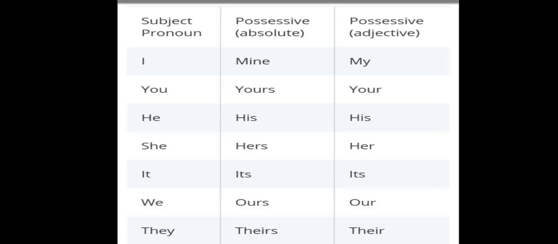Consider the examples that I gave you in the previous slide. It will be further clarified by the other examples that I am now going to share with you. Please note down, take a snap of this chart so you may be able to revise it properly.